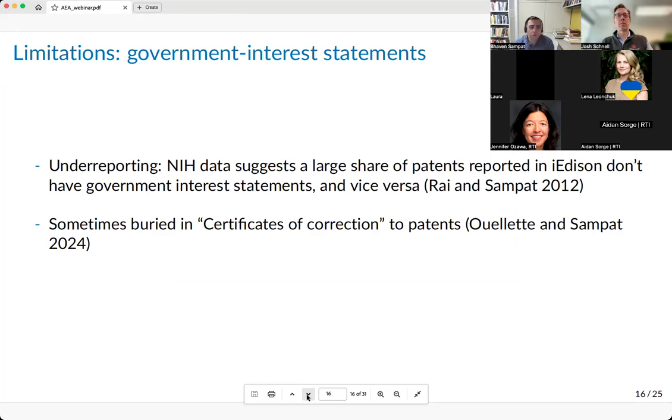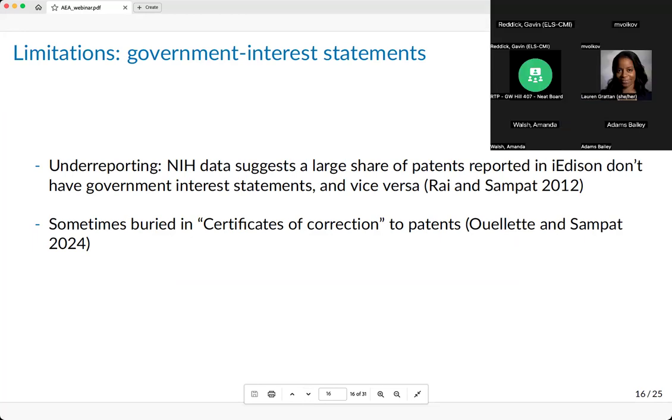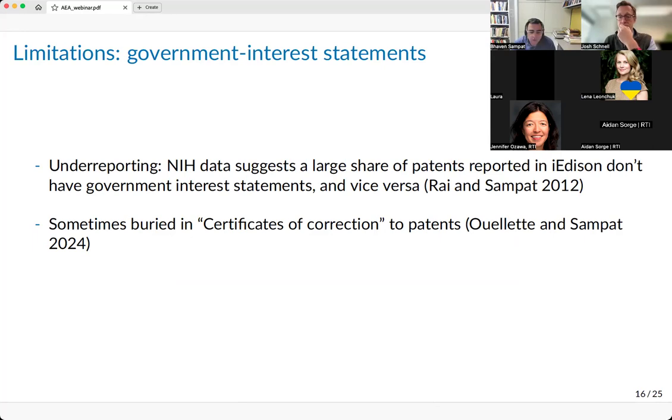So I just showed you some of the neat stuff that can be done. What are some of the limitations? I've been spending a lot of time with this now on government interest statements. One is underreporting. The NIH, to their credit, also provides via its RePORTER database a link to patents reported back to the agency via iEdison. And to my knowledge, it's the only agency that actually makes that publicly available.